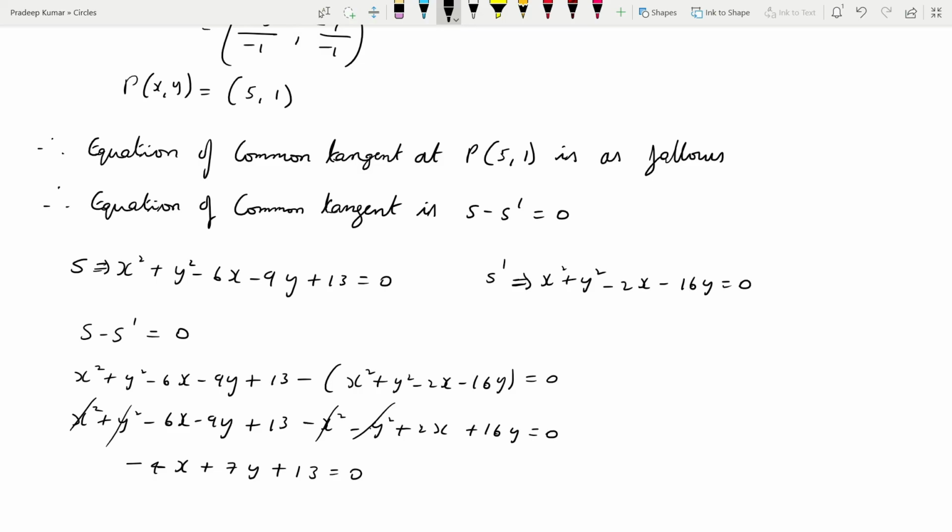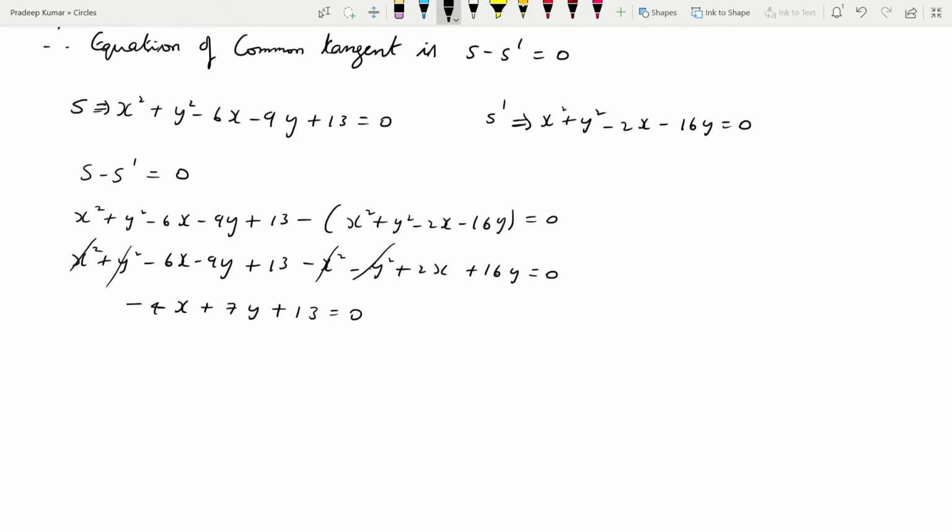Here I can take minus 1 common. If I take minus 1 common, I'll remain with 4x minus 7y minus 13 equal to 0. If I send the minus 1 to the other side, I get the equation 4x minus 7y minus 13 equal to 0. So this is the common tangent of both of the circles.